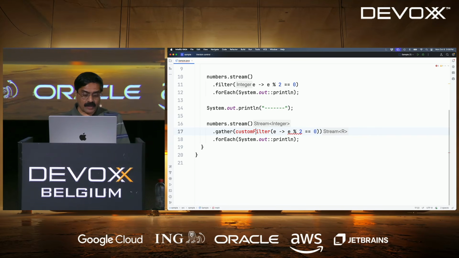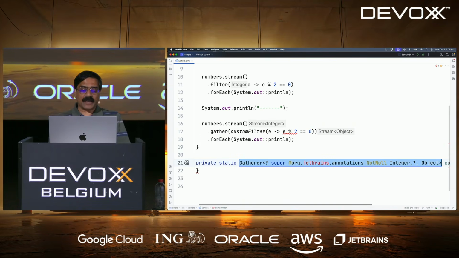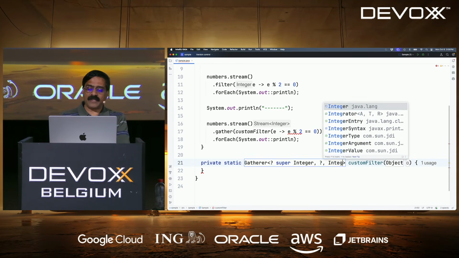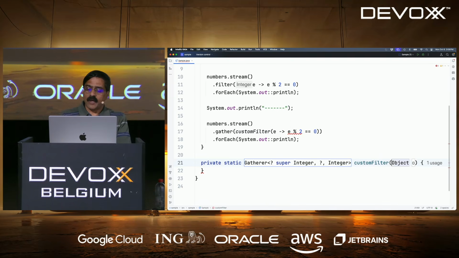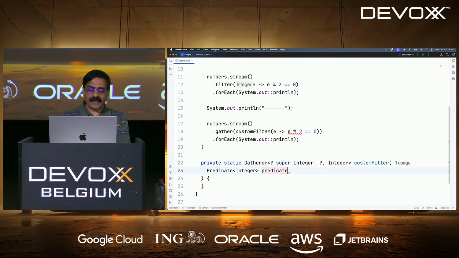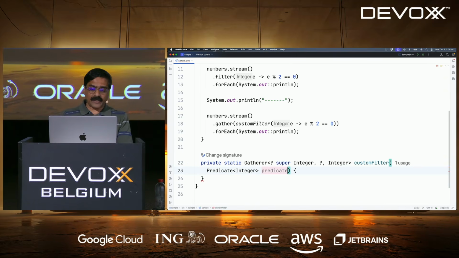So the custom filter, what are we going to do? Let's implement the custom filter. We are saying, I want a gatherer, and the gatherer is going to be of type Integer in this case. You can make it generic if you want to, right? Nothing stops you from doing it. The question mark here is for the state. We don't care about it right now. And then we have an Integer, which is the response we want to give. What does the custom filter take as an argument? It's going to take a Predicate of Integer, and we'll call it predicate, right? So that's the predicate we are taking as an argument.